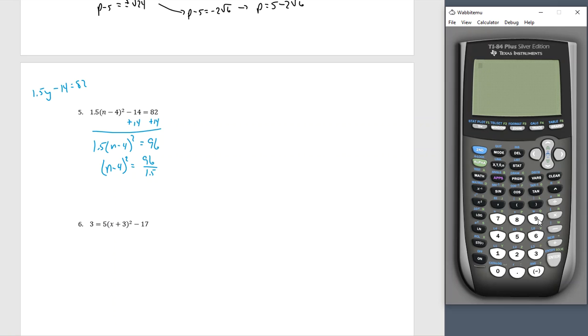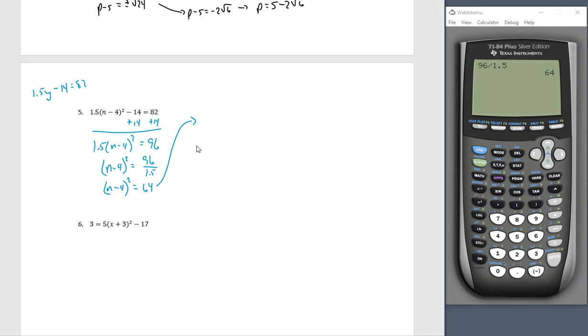My calculator recently just turned itself off there. 64. Oh, isn't that nice? It's almost like this was planned.